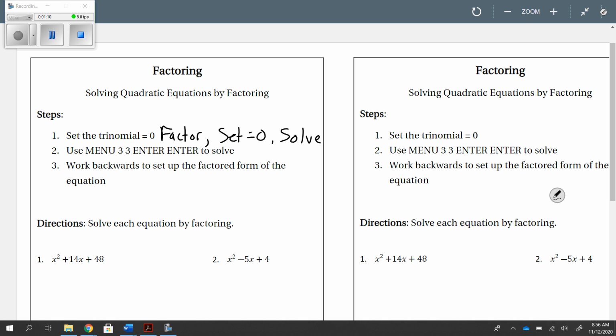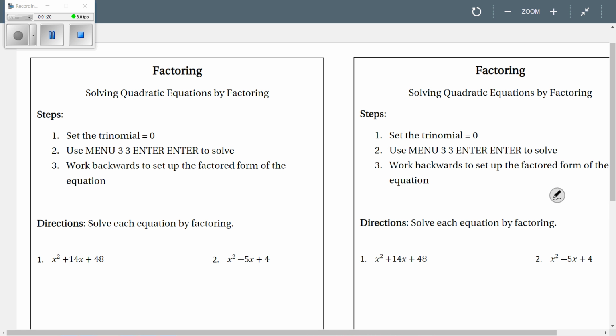Step 1, set the trinomial to 0. You're going to factor the trinomial. Then you're going to set it to 0 again, and then solve those two that are broken up. All right, so we scroll down.